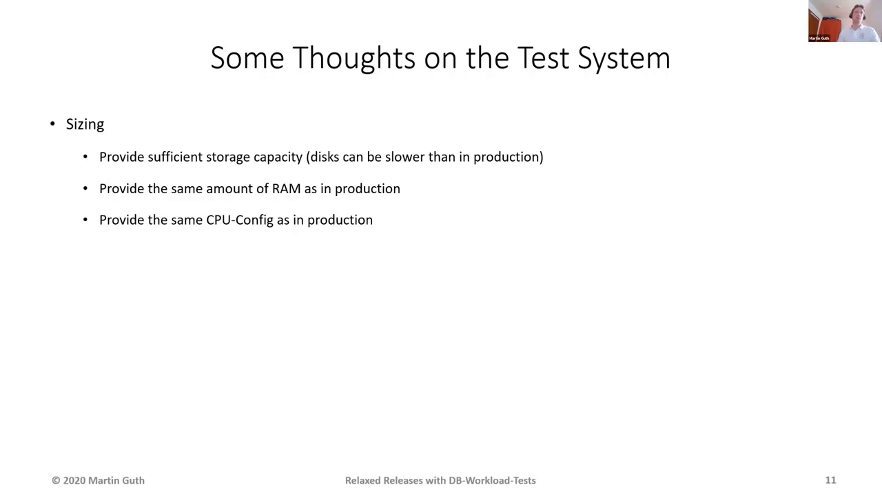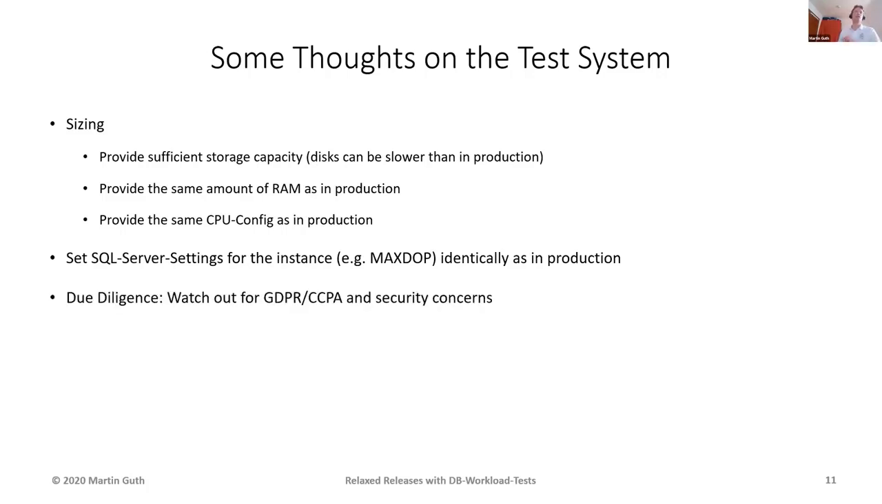You need to provide the same amount of memory and the same CPU config. As we've got queries running with MAXDOP settings and so on, it doesn't make sense to have 12 cores in production and 6 cores on the test system. You have to make sure that you've got the same SQL Server settings. So you set, for example, MAXDOP identically, and do your due diligence.